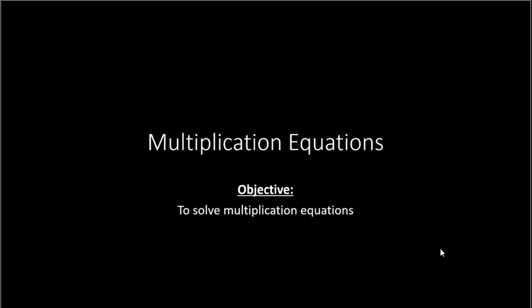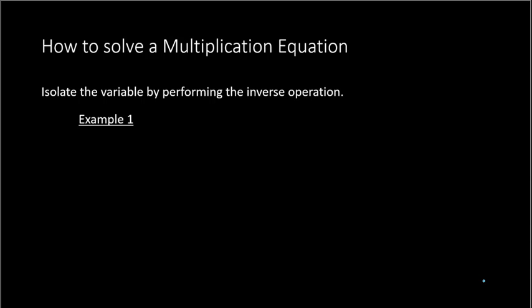In this video, you will learn how to solve multiplication equations. Now, to solve a multiplication equation, we must isolate the variable by performing the inverse operation. So for example, if we had 10 times x equals 40, our goal is to isolate the variable, so to get x by itself, to figure out what x is equal to.